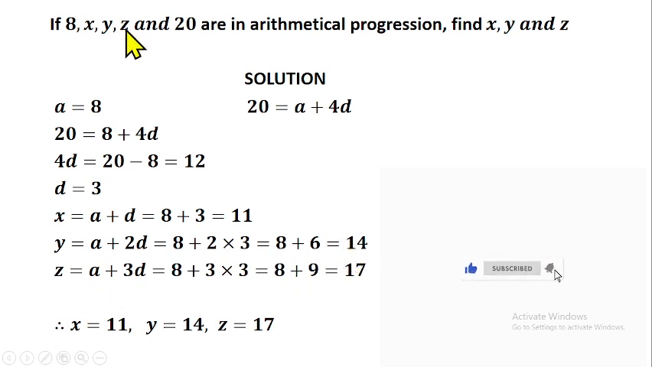Then Z is the fourth term. What is the fourth term of an AP? That will be A plus 3D. So Z is equal to A plus 3D. We know the A, we know D, we can substitute that here. So that gives us 8 plus 9, that gives us 17. So technically our X is 11, Y is 14, and Z is 17. So that's the solution to that question.